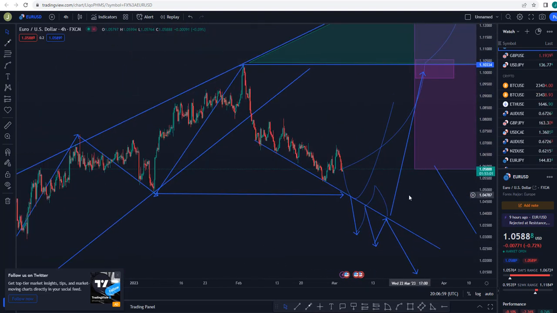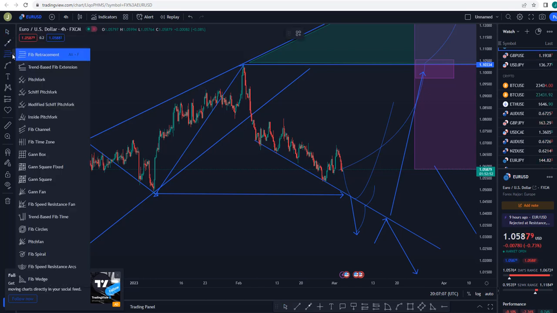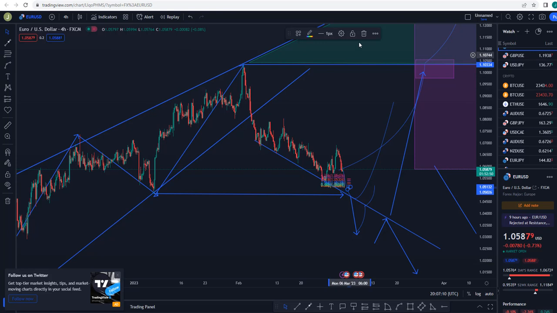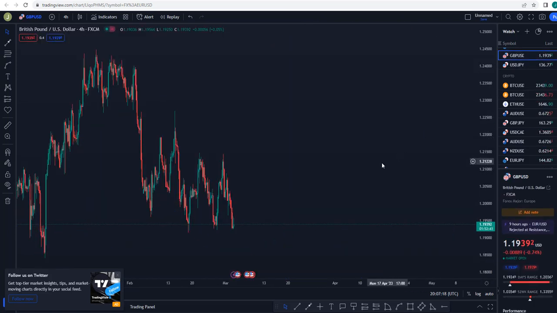This is very, very interesting. So let me delete this. Let me erase all these charts. Okay, let me clean it now. So we'll be moving on, let me go to another. Let's go to GBP USD.